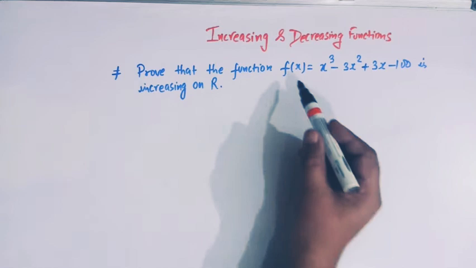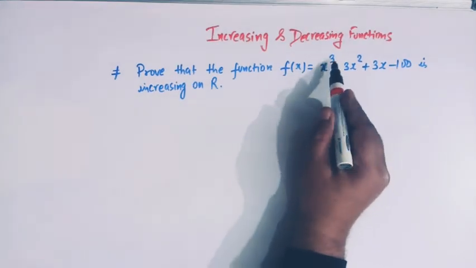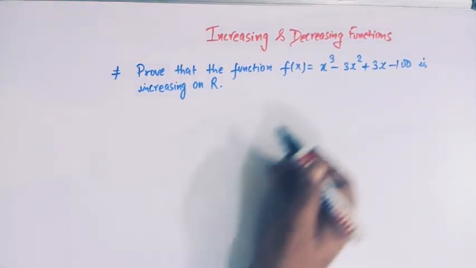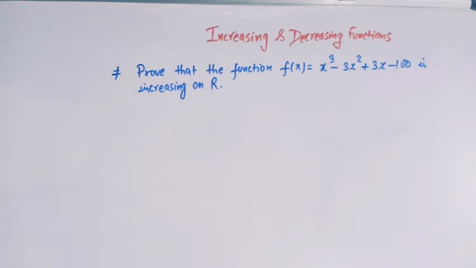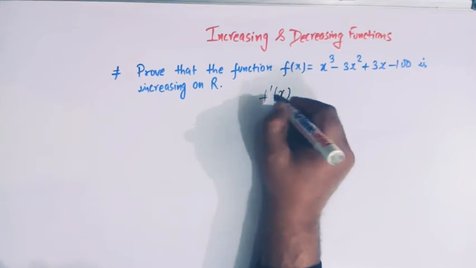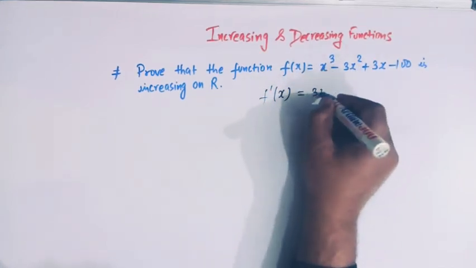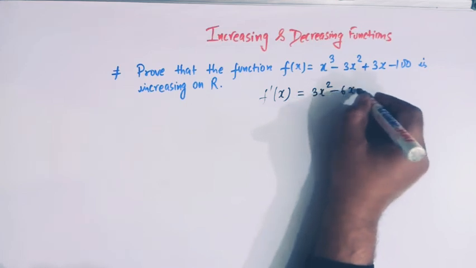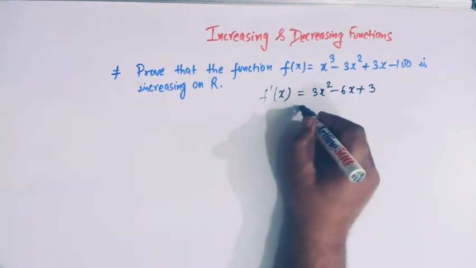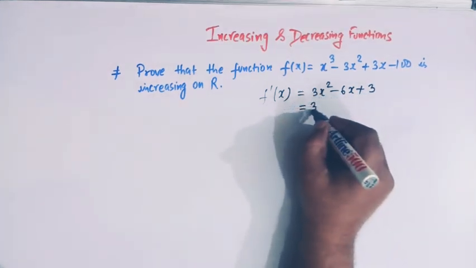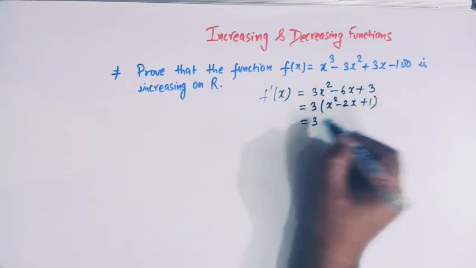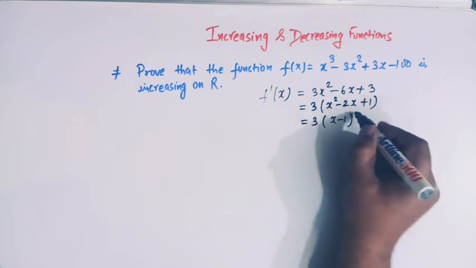Now let us take this problem. Here we have to prove that this function f of x, x cube minus 3x square plus 3x minus 100, is increasing on R. So what we will do, here we will find the derivative. So the derivative, that is f prime of x, is equal to 3x square minus 6x plus 3, right? The derivative of 100 is 0, so we can now rewrite it as 3 times x square minus 2x plus 1. Now this can further be written as x minus 1 whole square.